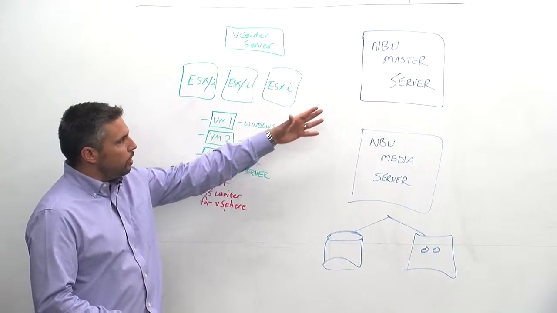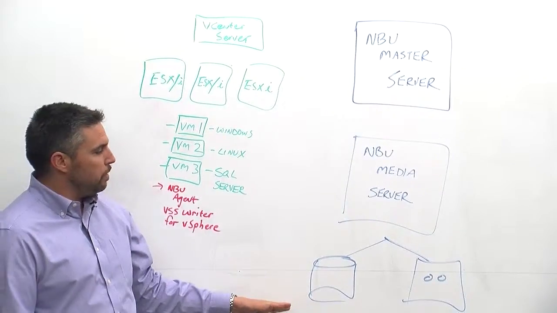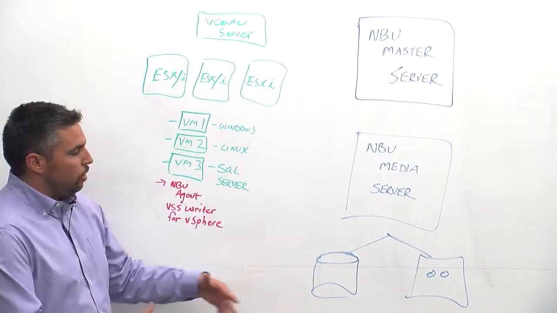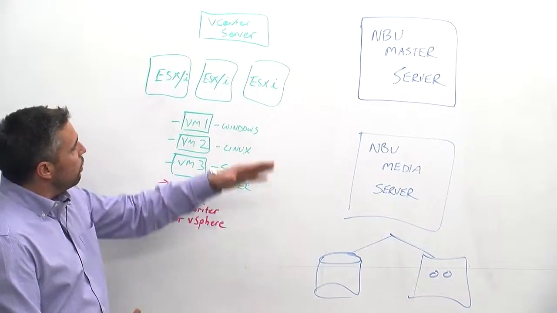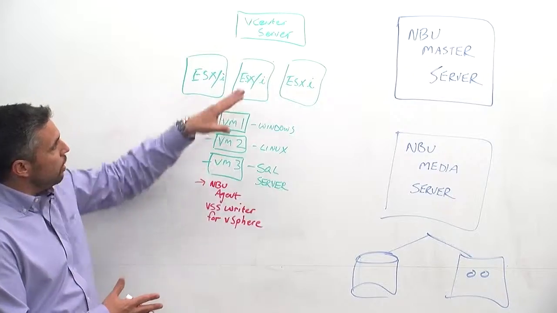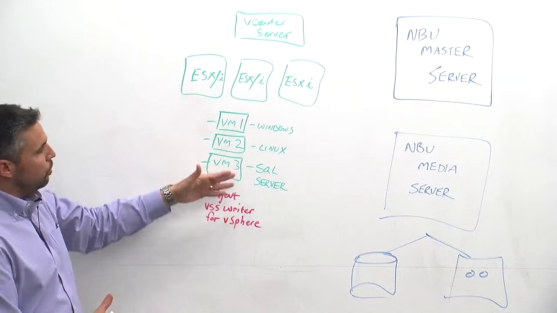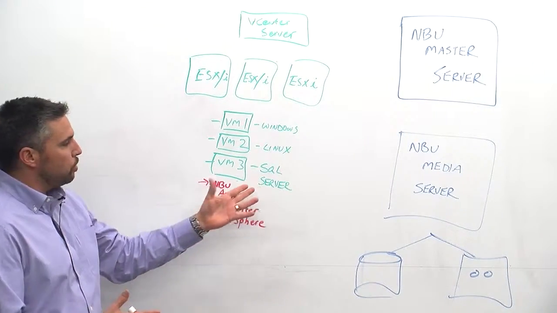What we're illustrating here is our NetBackup master and media server environment. You've got either tape, dedupe appliance, or disk. This could be the NetBackup appliance. Not a problem there. On the right hand side here, we've got the vCenter server, ESX servers, and then the virtual machine environment: Windows VM, Linux VM, as well as the Microsoft SQL Server.